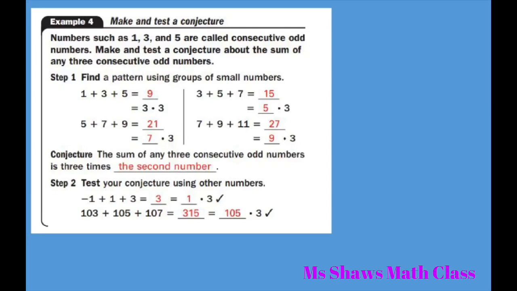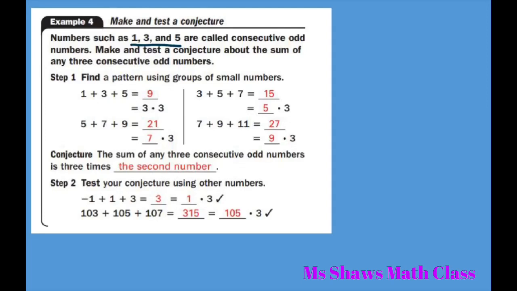All right. Now, we're going to make and test a conjecture. So, numbers such as 1, 3, and 5 are called consecutive odd numbers. We're going to make and test a conjecture about the sum of any 3 consecutive odd numbers.